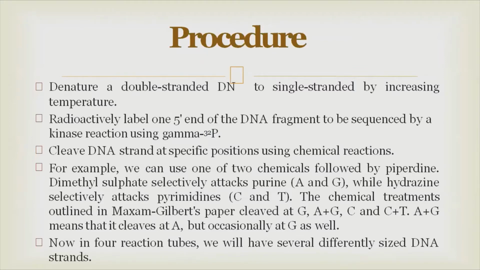So the chemical treatments outlined in Maxam and Gilbert's paper cleave at G, A plus G, C, and C plus T. So basically he also had four reactions where the DNA sequence will be broken down whenever he encounters, with the help of these chemicals, G, that is guanine. With the help of this chemical, it will be broken down. If A plus G comes, that is an A G combination comes there, then the purines will be selectively cleaved with the help of dimethyl sulfate. If C plus T comes, then it will be selectively cleaved by hydrazine.